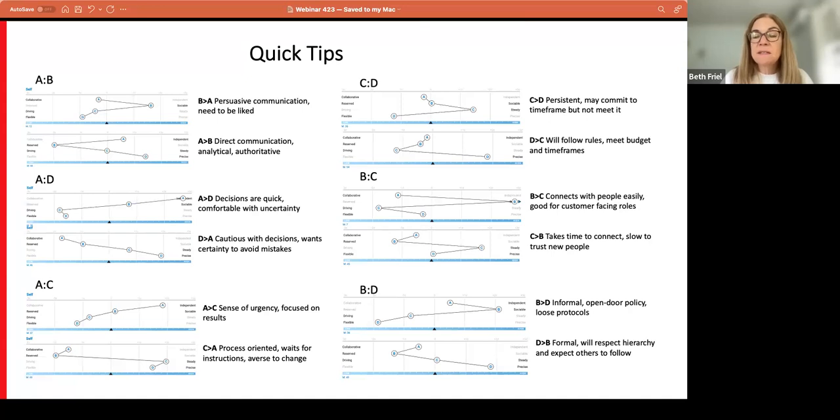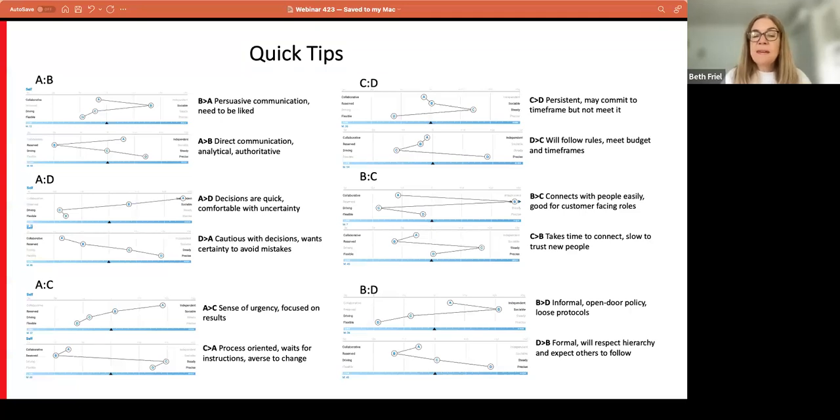B and C, this is usually important for sales. So B higher than C is someone who's really quick to connect with other people. You walk into a room, they love networking, they love parties, being with people they don't know. C higher than B, it takes time to trust people. They may have lots of friends, but it's going to take time to get to know them.